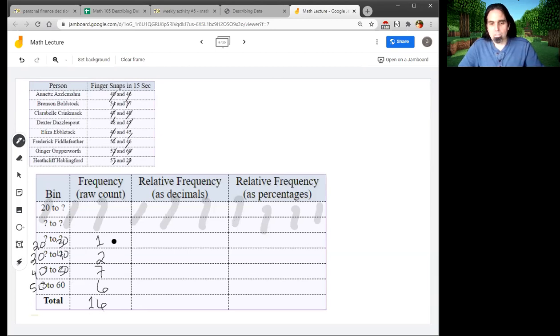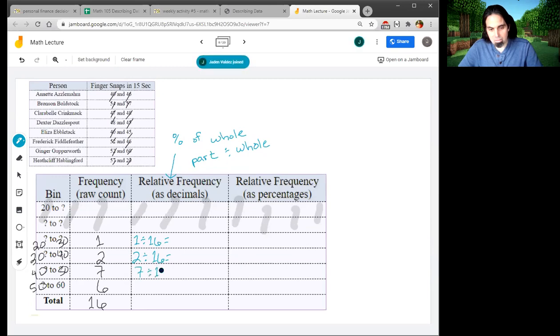Then it asks for the relative frequency. So relative frequency means a percent of the whole. So as a decimal, we're just doing part divided by whole. So 1 divided by 16, 2 divided by 16, 7 divided by 16, and 6 divided by 16.